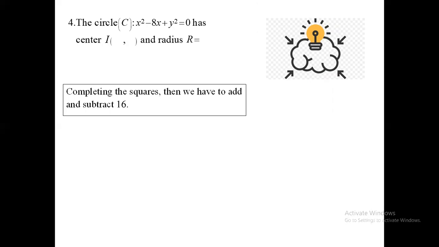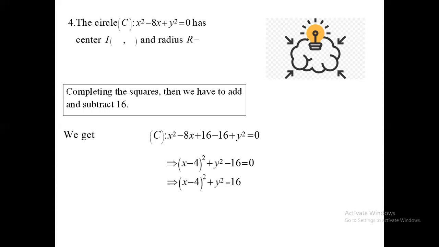So completing the square, then we have to add and subtract 16. We get x squared minus 8x plus 16 minus 16 plus y squared equals 0. Implies x minus 4 all squared plus y squared minus 16 equals 0.